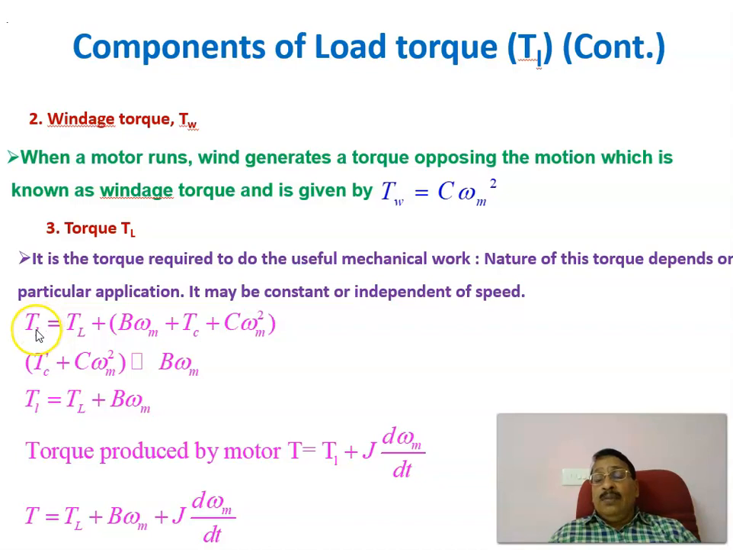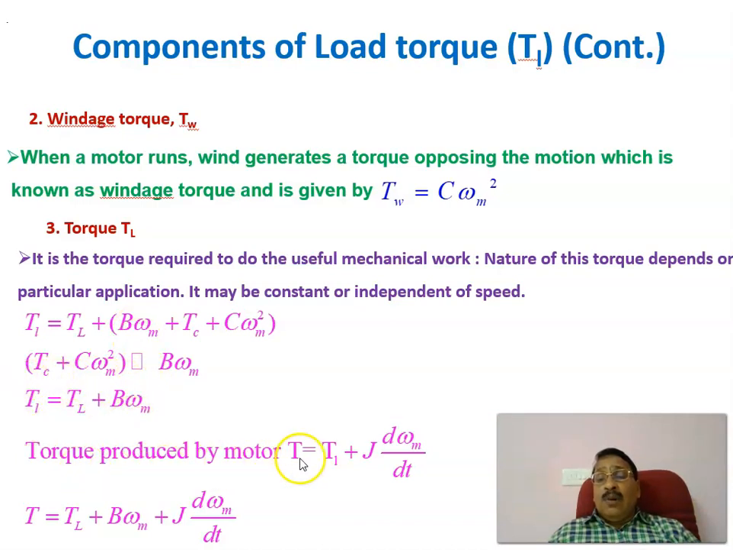This is the total load torque, small tl. Because TC plus C omega m square will be very small compared to B omega m, this equation can now be reduced to load torque, small tl, equal to capital TL plus B omega m.